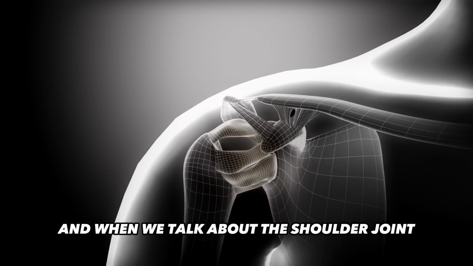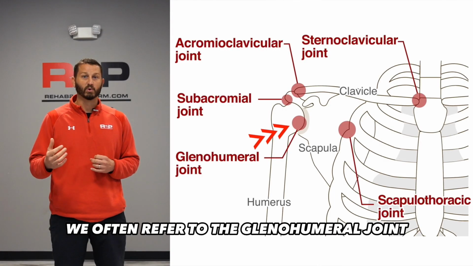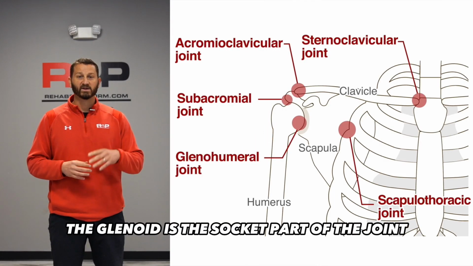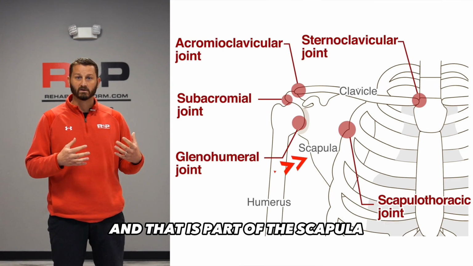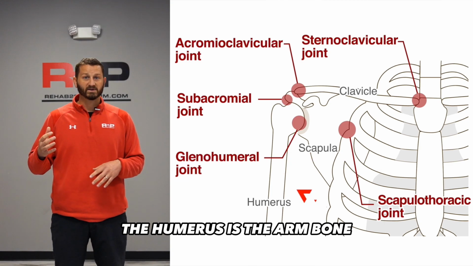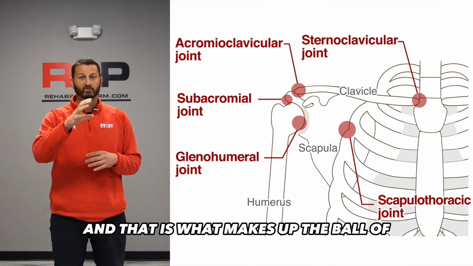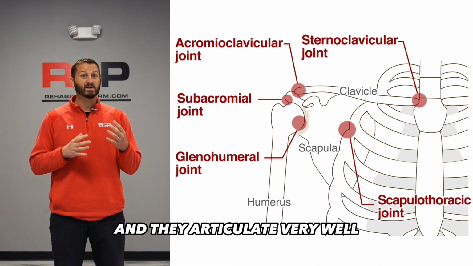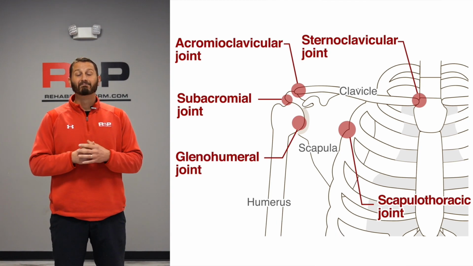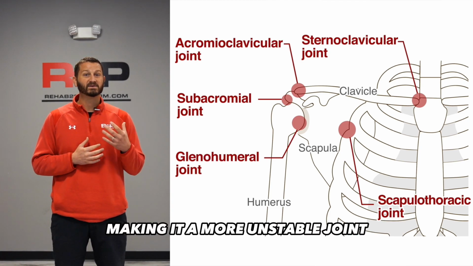And when we talk about the shoulder joint, we often refer to the glenohumeral joint. The glenoid is the socket part of the joint, and that is part of the scapula, or the shoulder blade. The humerus is the arm bone, and that is what makes up the ball of the ball and socket. Now, these two bones fit together and they articulate very well, but they don't have a lot of depth to them, making it a more unstable joint.